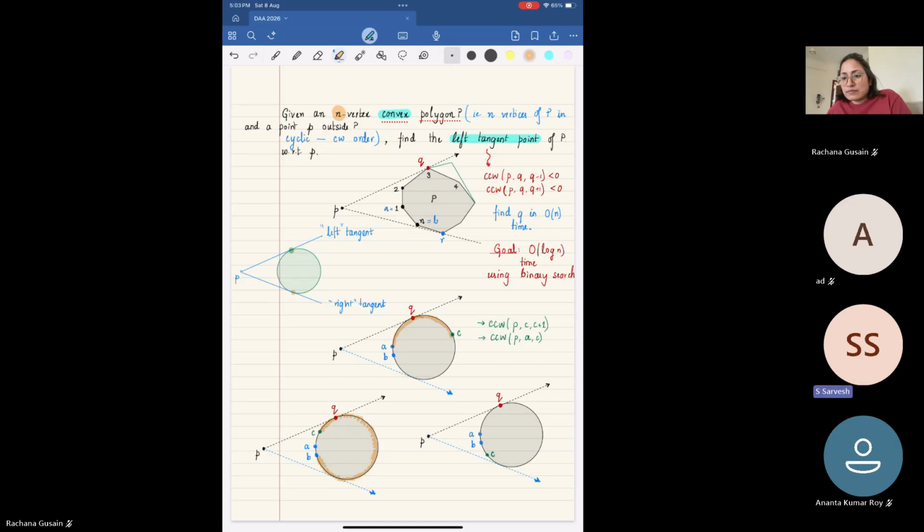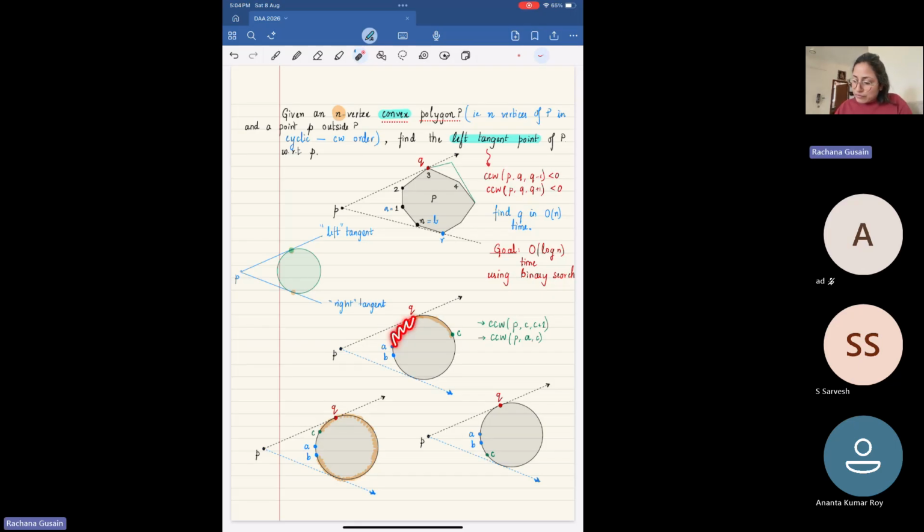Ma'am, how is this binary search? In binary search, the main idea is that in every iteration you get rid of one half of the points. That is what we are doing here. Suppose I was in this case, I got rid of these n by 2 points. So in the next iteration, my search space reduces by half.